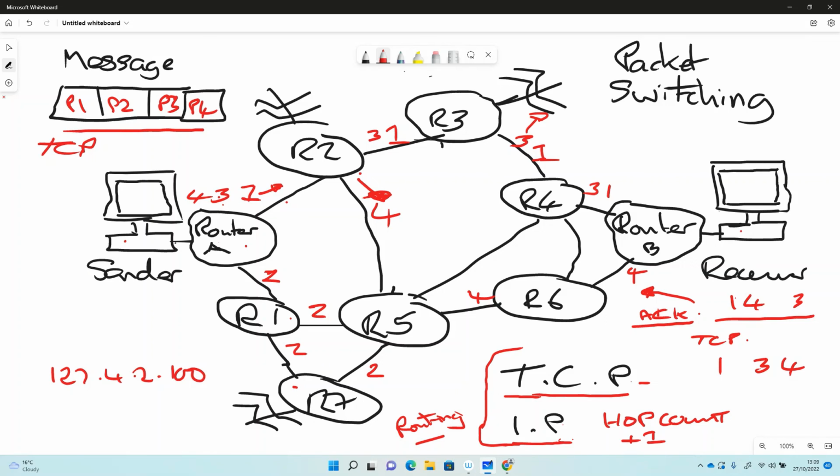Okay, so that's just a bit of an introduction to the idea of packet switching and how that works across a network.